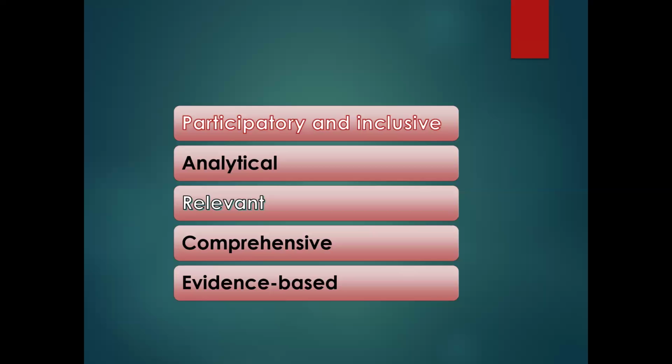Then also, for it to be comprehensive, you need to collaborate with sectors. You have to look at education, you have to look at housing, you have to look at employment, because all of these influence health care and the health of the people. Then lastly, it should be evidence-based.